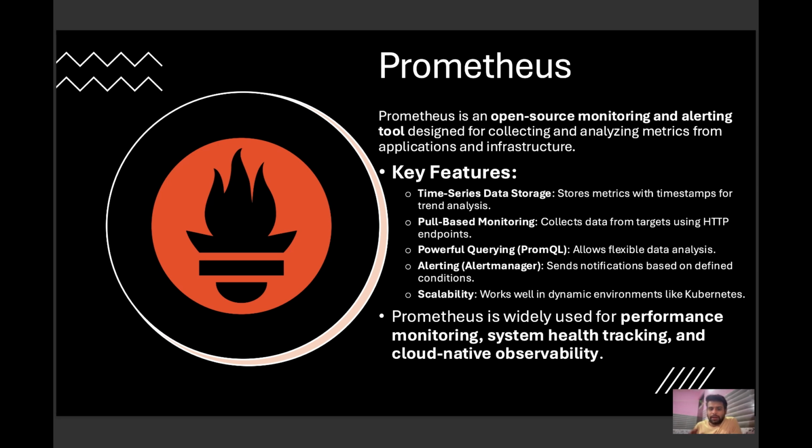Scalability: it works well in dynamic environments like Kubernetes. Prometheus aligns well with Kubernetes. When you are using Kubernetes, you can integrate Prometheus, and it will give you a much faster result rather than having to figure out where the failure is happening by checking the logs of each pod, each deployment and replica set. You just need to connect Prometheus, and Prometheus will collect all the logs and give them to you at a single place. So Prometheus is widely used for performance monitoring, system health tracking, and cloud native observability.